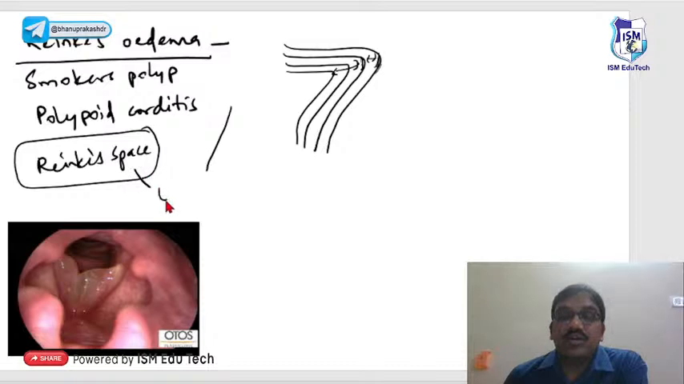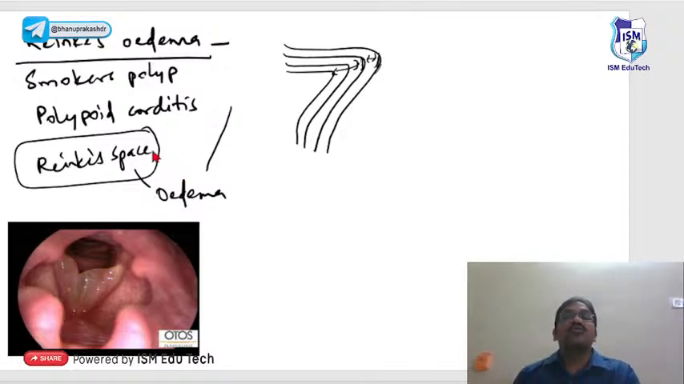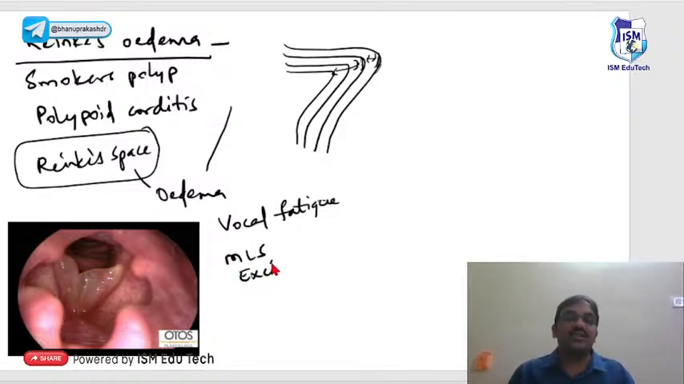Here there will be edema. Edema happens in this Reinke space in smokers, which we call Reinke's edema. The vocal cords become bulky due to the edema and cannot vibrate with that frequency. As the patient tries to speak, the vocal cords, due to their bulkiness, cannot vibrate with that particular consistency. So the patient will have vocal fatigue as the complaint. Again, treatment is microlaryngeal surgery, excision.